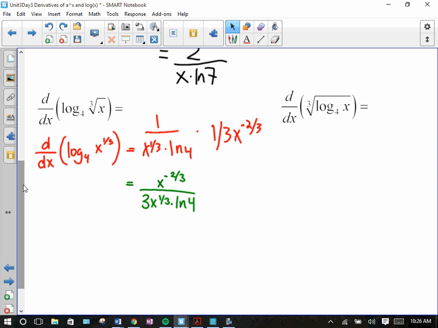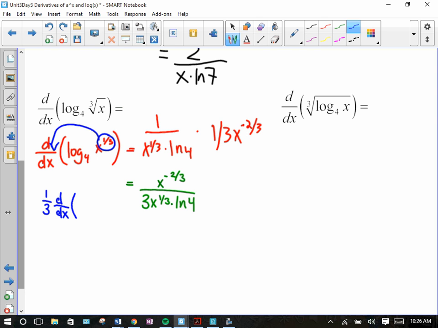Alright, now, want to see a way to make this easier, to make it a little quicker? So what we could have done is taken this 1/3 and brought it out front. And that would give us 1/3 times the derivative of log base 4 of x. That's 1/3, and that's going to be 1 over what? u.